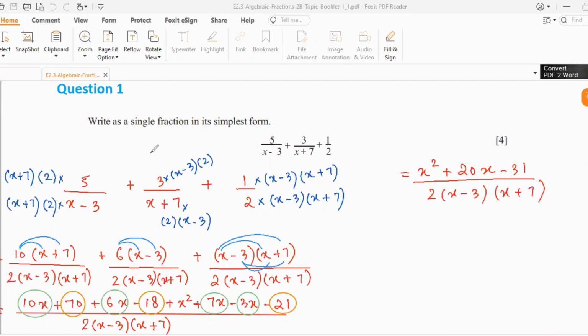And that is your simplified form of this sum of 3 different fractions.